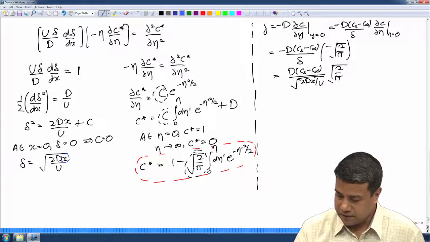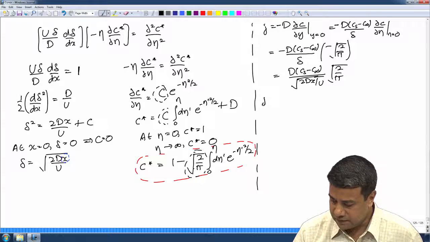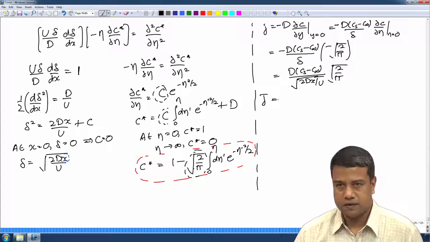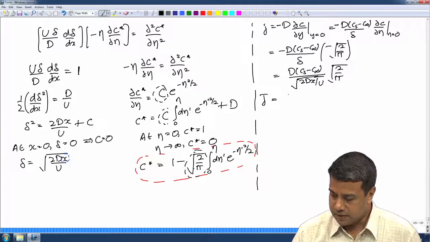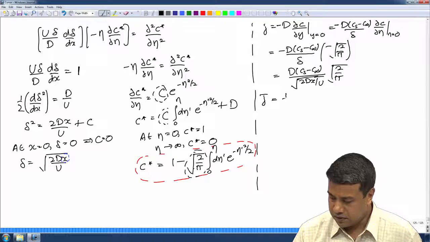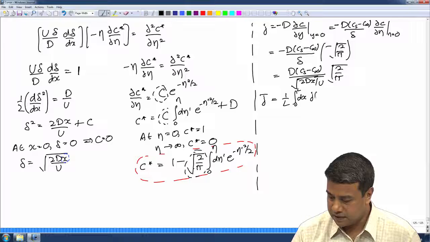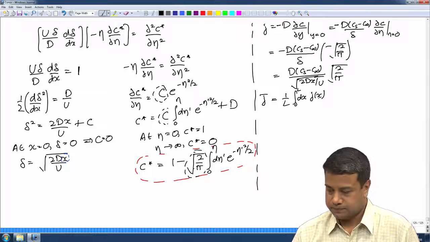Now we can calculate the average flux. The average flux over a length L is going to be equal to 1 over L integral 0 to L dx times the local flux at the location x.